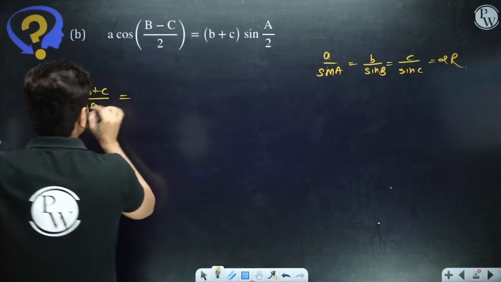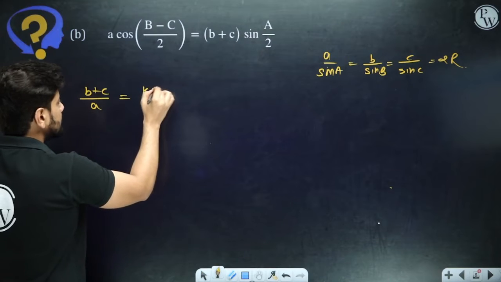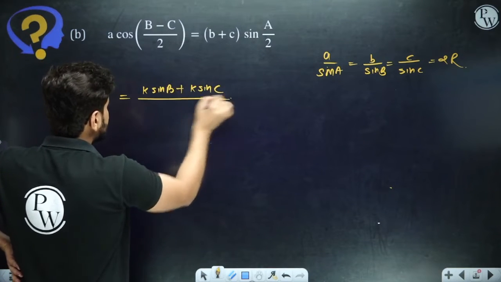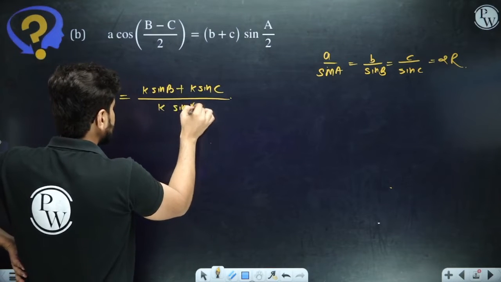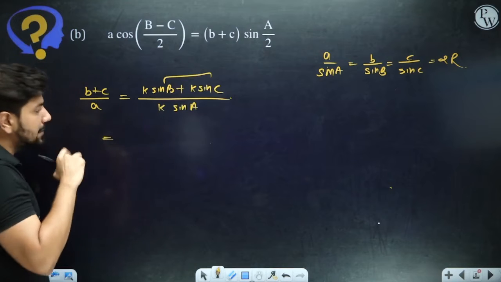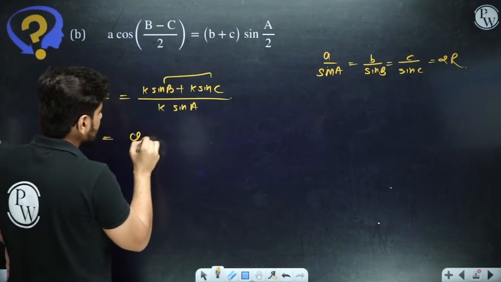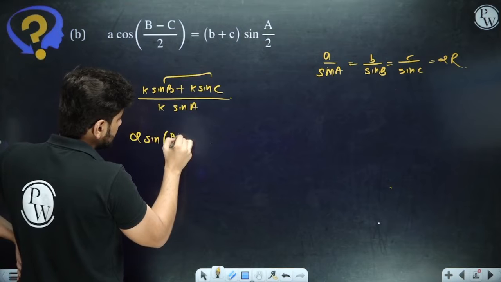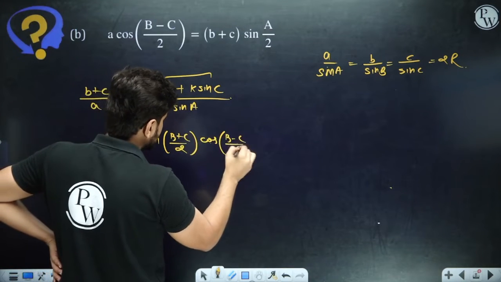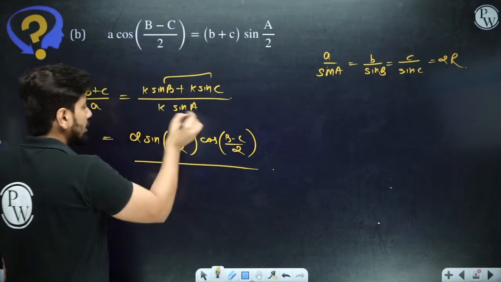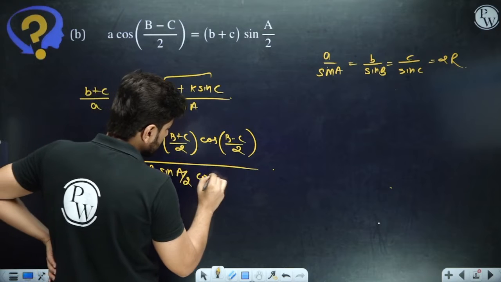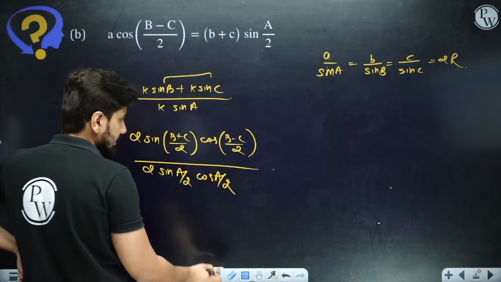Okay. So side b can be written as k sine b, side c can be written as k times sine c, side a can be written as k times sine a. K will get cancelled out in the numerator and denominator. Now in the numerator we will have sine b plus sine c, which is 2 sine of (b plus c) by 2 into cos of (b minus c) by 2. In the denominator we have sine a, which is 2 sine of a by 2 into cos of a by 2. That will be sine a.